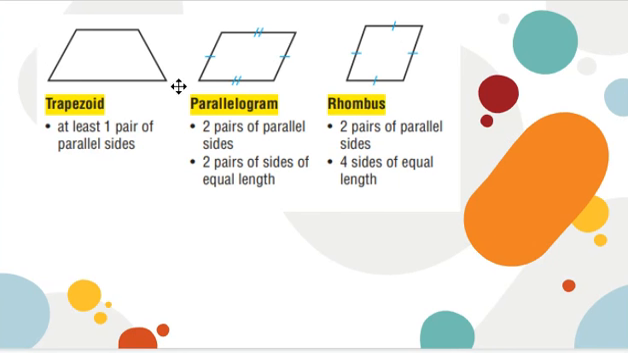Next, we have a parallelogram. To classify a parallelogram, you just need two pairs of parallel sides. So I have one pair on the top and bottom, and another pair on the left hand side, and two pairs of sides that are equal. So we're going back to those tick marks that I showed you in the last slide. Because these two are equal, that's one pair that's equal, and another pair that's equal. Because this shape fits both of these important rules, we know it's a parallelogram.